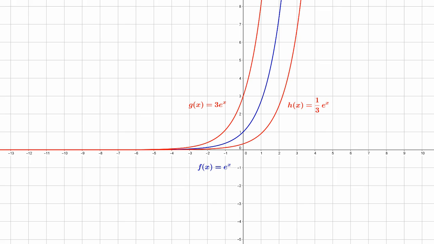Now we can see some stretched and compressed graphs here. We have our base function e to the x, and then we have a stretched function, g of x equals 3e to the x. You can see how it's been stretched up. And then we have our compressed function, h of x equals 1/3 e to the x, and we can see how that's been compressed.